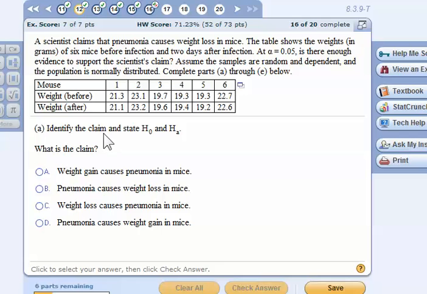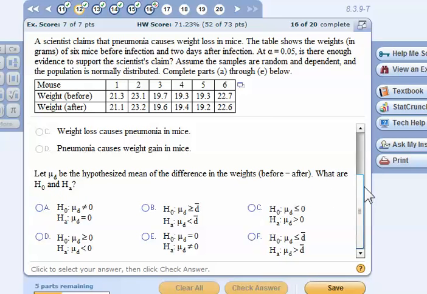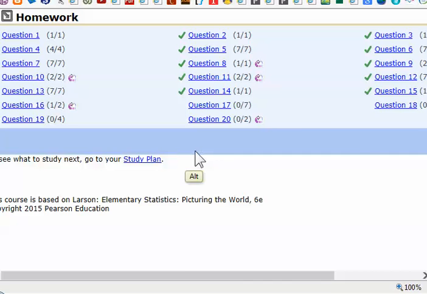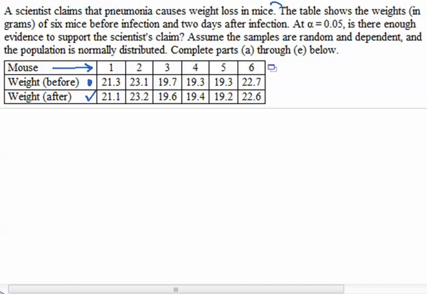So identify the claim and state it symbolically. He claims that pneumonia is causing weight loss. Okay, so pneumonia causes weight loss is the claim. No big deal there. How about stating it symbolically? What we're saying is that the average difference is going to be greater than 0. It's going to be some sort of positive value. That's what we mean when we take a claim like this. We're saying the average difference has got to be something significant.